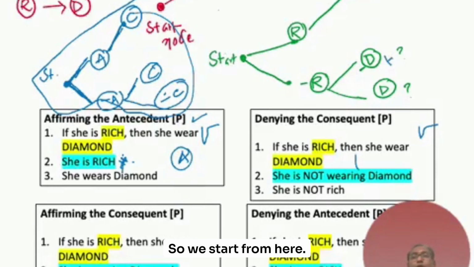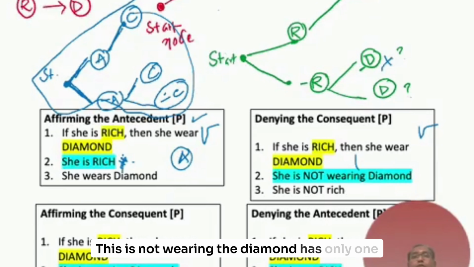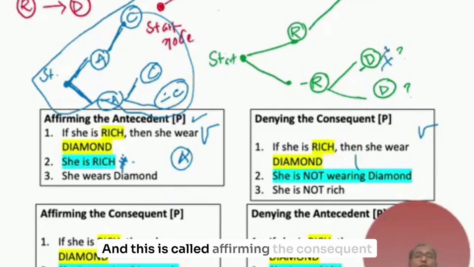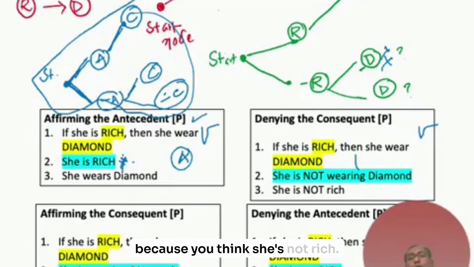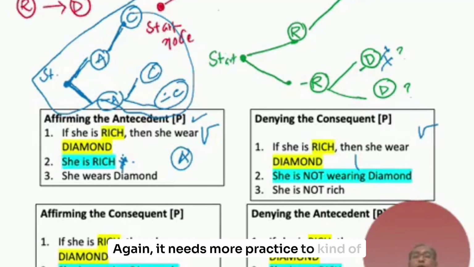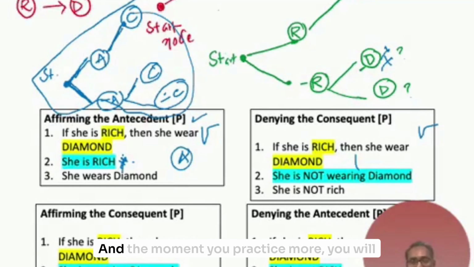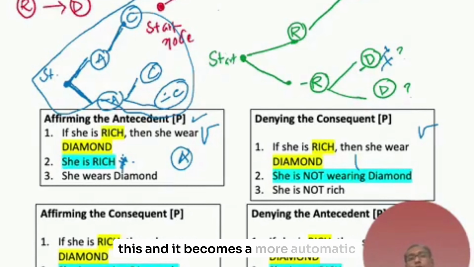So we start from here. Not wearing the diamond has only one possibility, so this is called denying the consequent. And this is called affirming the consequent, because the second statement says she is wearing a diamond. And here you're denying the antecedent because you're saying she's not rich. Again, it needs more practice to internalize this. And the moment you practice more, you will get used to this and it becomes more automatic to you.